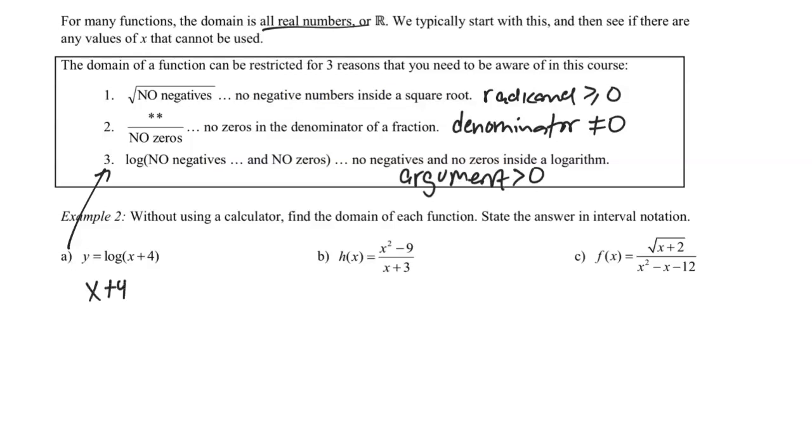So in this particular case, the argument is x plus 4. I put that greater than 0 and solve for x, which means that x is going to be greater than negative 4, and I just need to write that in interval notation.